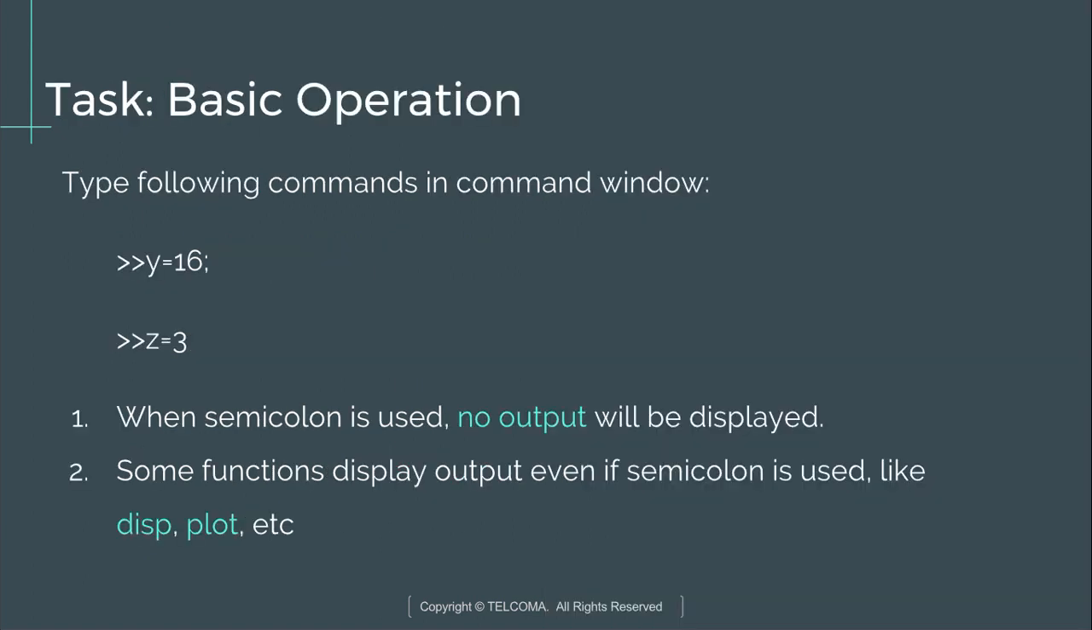Next is basic operation task. You must try these operations in your MATLAB software in the command window. Just write y equals 16 and conclude that statement with the semicolon. And in the next statement, just write z equals 3 or some other value to z. Then you will find that there is a difference in the display of both the results. When a semicolon is used, no output will be displayed. But when you do not use a semicolon, then output will be displayed as z equals 3.